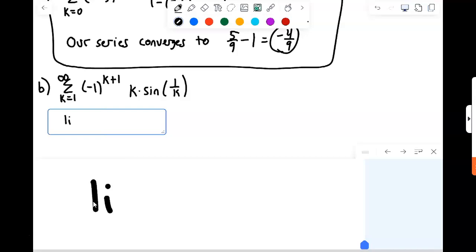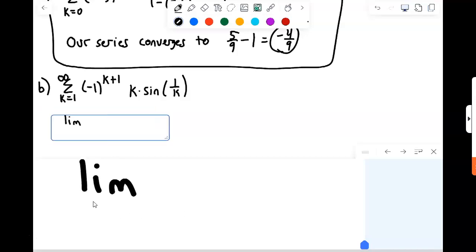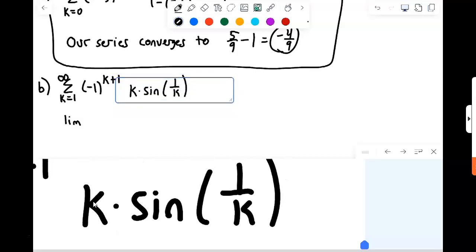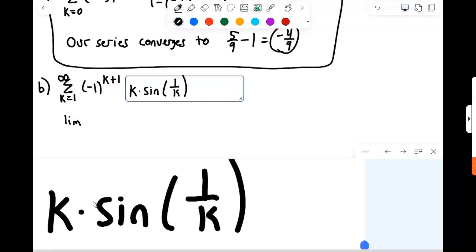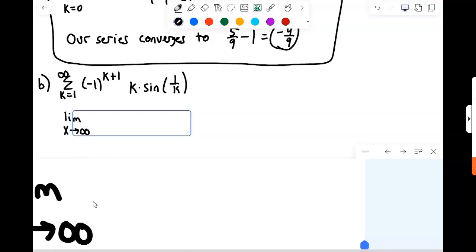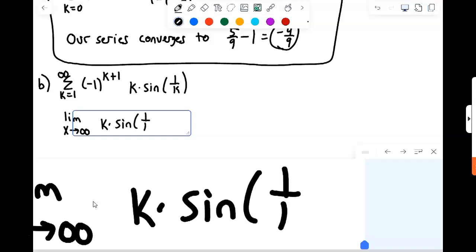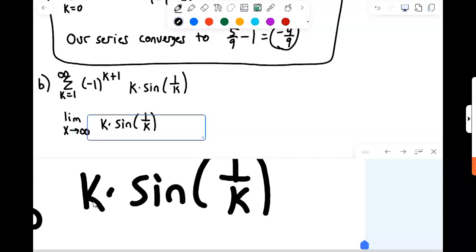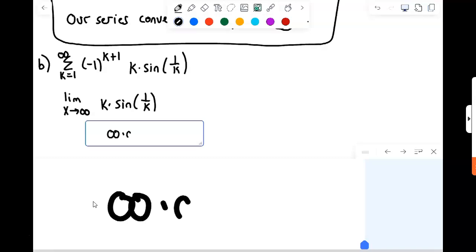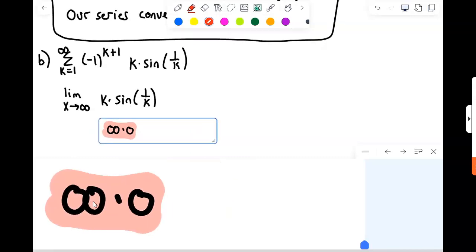Okay, so let's do that, and then if it does go to 0, then we'll approach the question of, is this thing non-increasing? In other words, is it a decreasing sequence for the most part? Okay, so we'll come back to that question if we need to. So the limit as k goes to infinity of k sine of 1 over k. We quickly realize that this is an infinity times 0 limit.